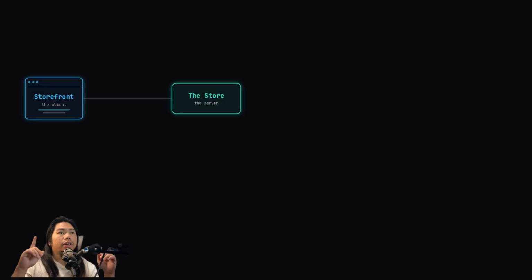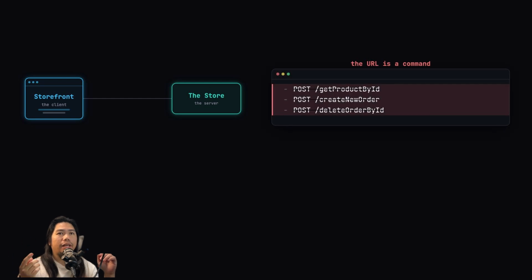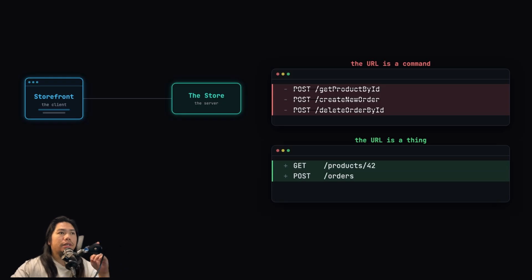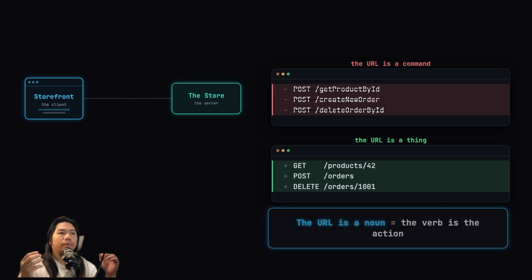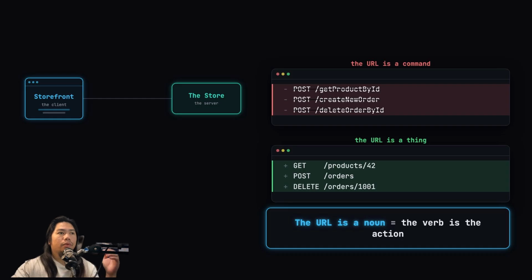You can see up here, the URL is a command, getProductId, and the verb post tells you nothing. Below it, the URL is a thing, a product, an order, a customer, it's a noun. And the HTTP method carries the action. Get to read it, post to create one, delete to remove it. And that's the core of REST. We call those things resources. And once you know the resource, you can guess the whole API. And that's actually the goal here. It's not about being elegant or showing elegance in the API.